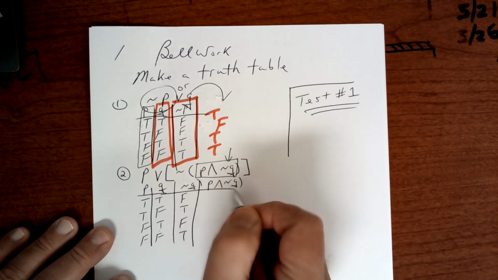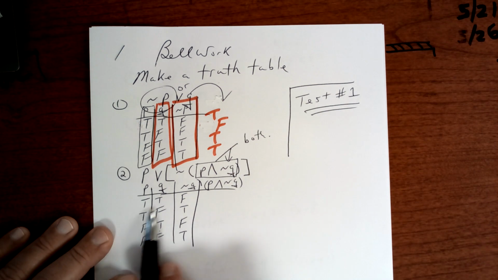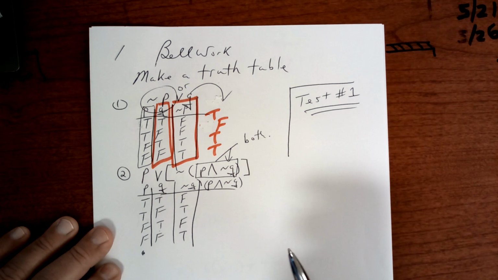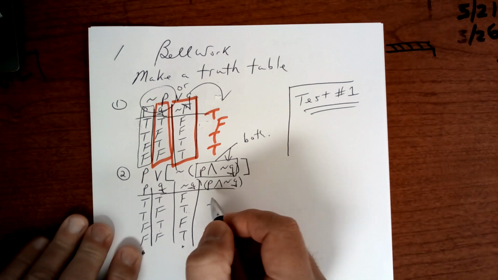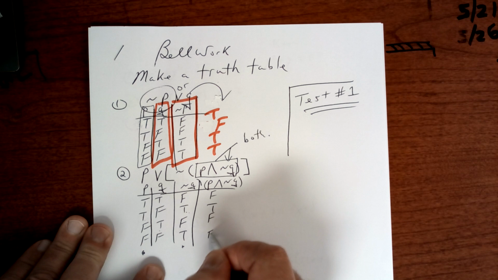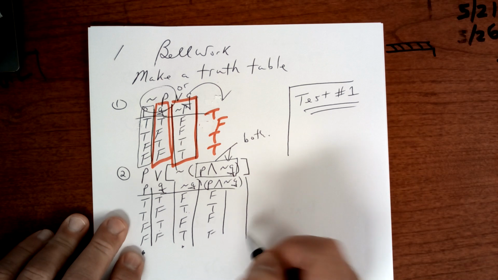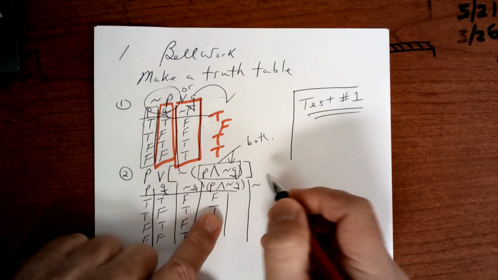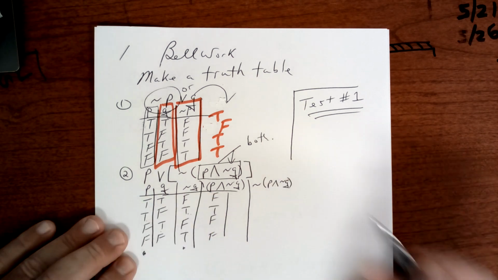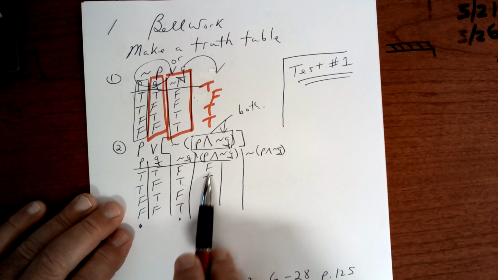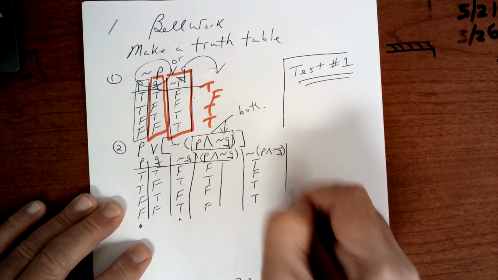This one is and, so you need both. So you're going to say P, which is this one, and not Q is this one. So you need both. The only one that's true and true is this one. Everything else is going to be false. Okay, now that you have that, you're going to negate that. So the next category is going to be negate all of this. You got to go step by step. So when you negate all of this, it's going to be true, false, true, true.